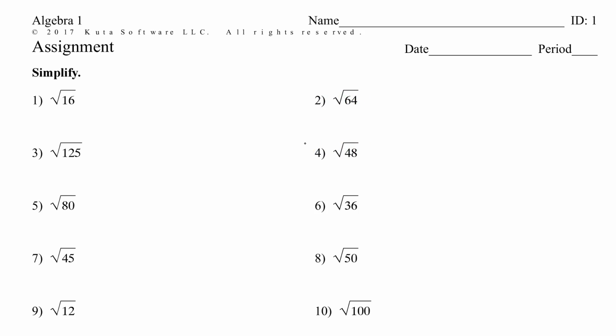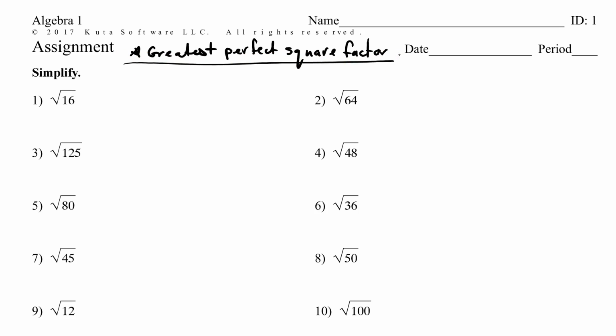And the most pre-calculus answer would be simplifying the square roots. So when we say simplifying the square roots, here's the technique. Item number 1, find the greatest common or perfect square factor. And then it becomes a little bit easier.